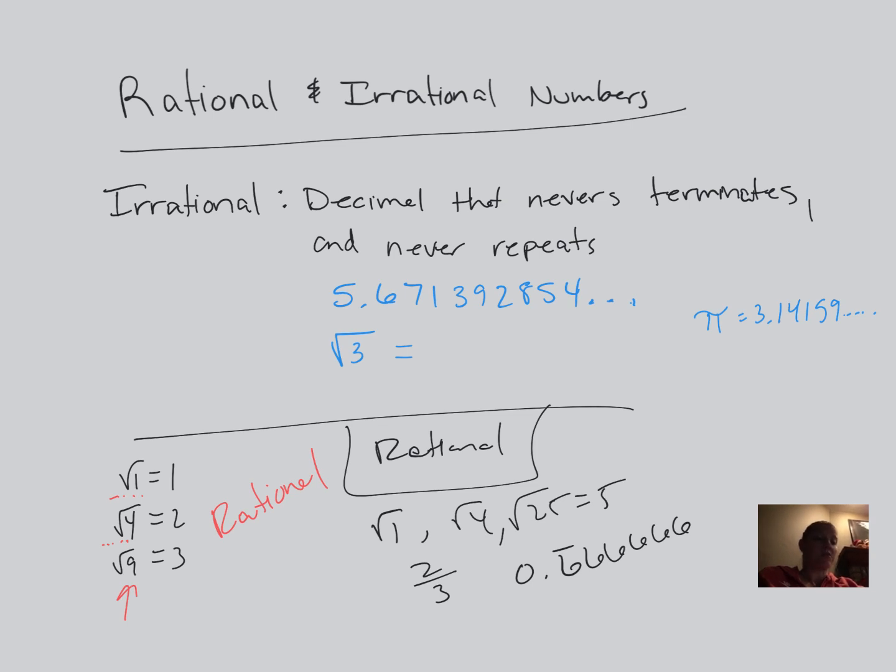Back to some rational numbers. 2 is rational. -5 is rational. 6.7 is rational. So all of these are examples of rational numbers. Fractions, decimals, square roots, if they're perfect squares. So if we know the answer, like square root of 25 is exactly 5. It's a perfect square.